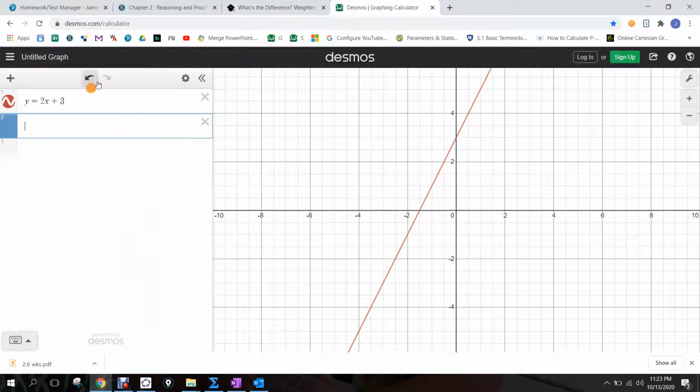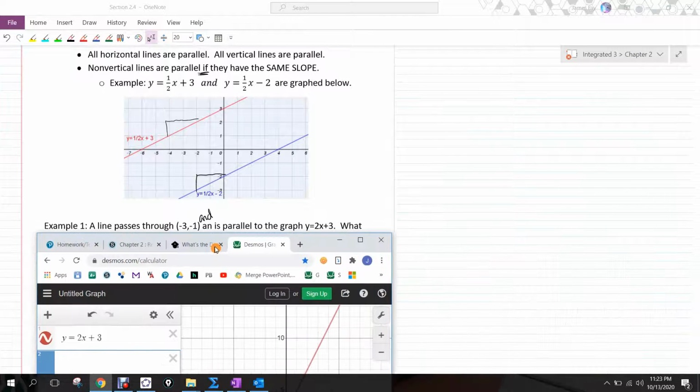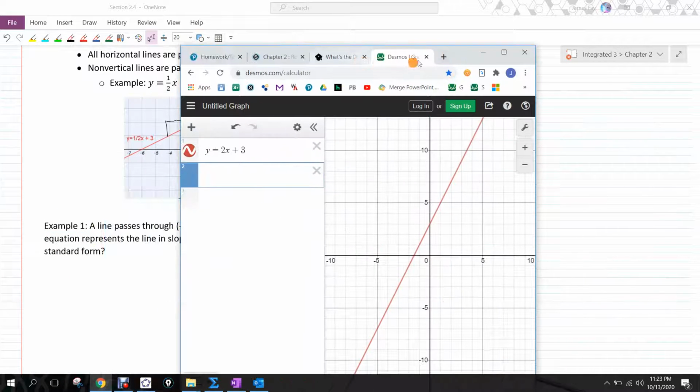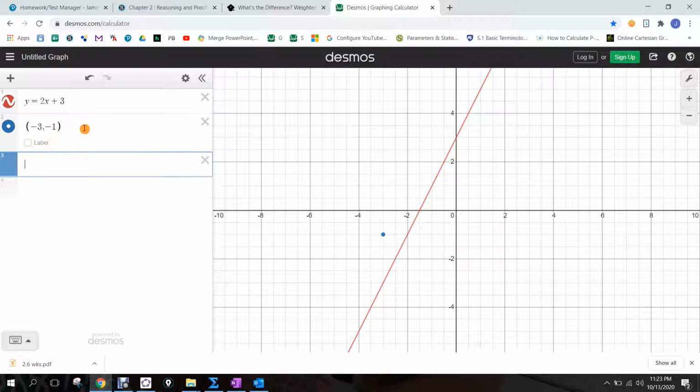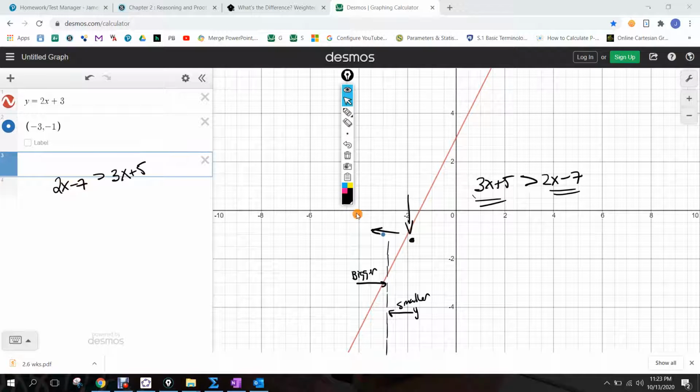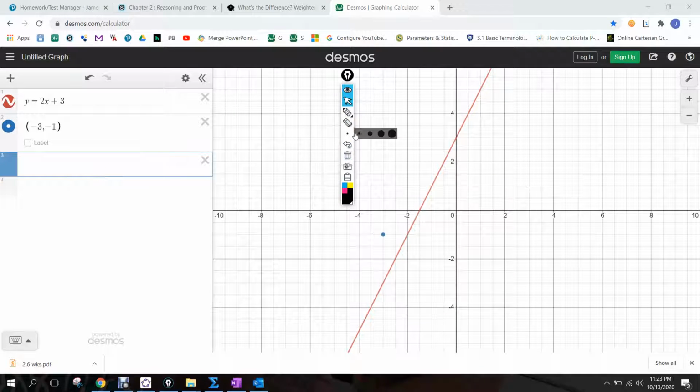them. Okay, so that's the line y = 2x + 3. And if I look at it, it does not go through the point (-3, -1). It does not go through that blue point. So what we're trying to find is the equation of the line that would be parallel here and pass through that point (-3, -1).